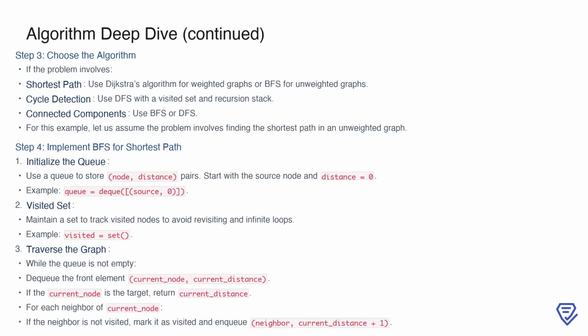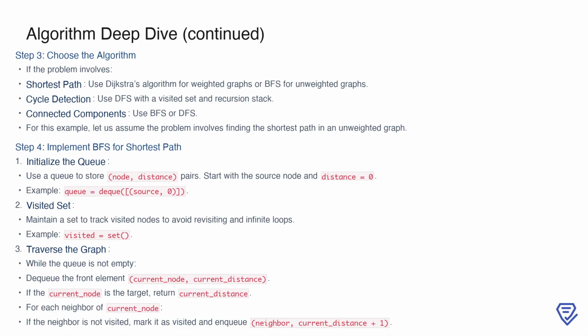The next step is to choose the right algorithm based on the problem requirements. If you need to find the shortest path, use Dijkstra's algorithm for weighted graphs or BFS for unweighted graphs. If cycle detection is the goal, a depth-first search with a visited set and recursion stack will work well. For finding connected components, both BFS and DFS are effective options.